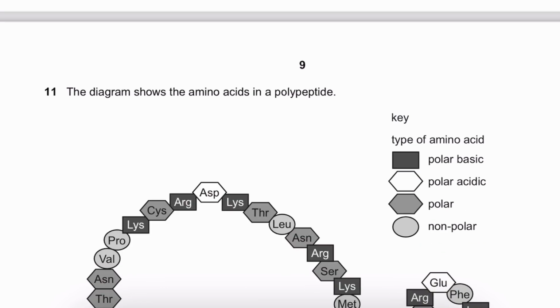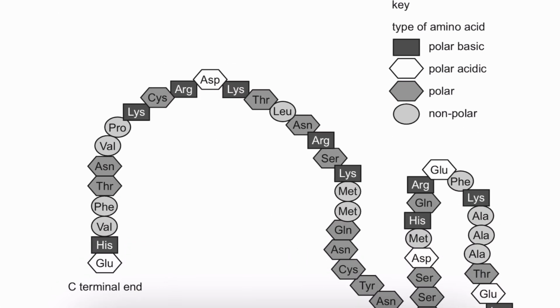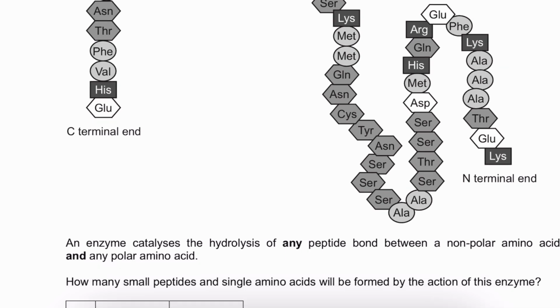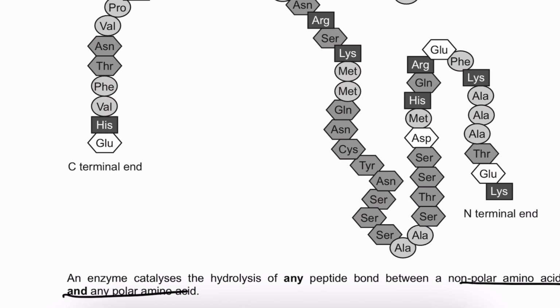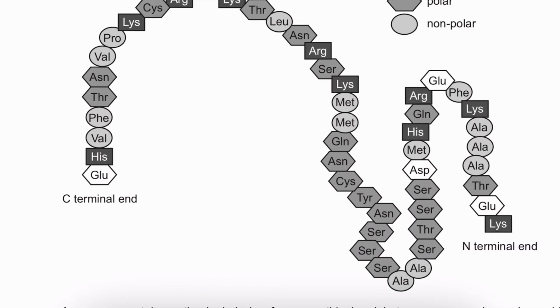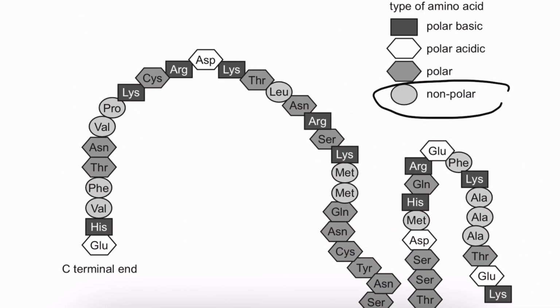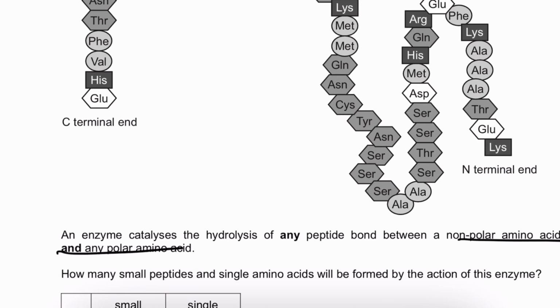Moving on to 11, the diagram shows the amino acids in a polypeptide, with a C-terminal and an N-terminal, and an enzyme catalyzes the hydrolysis of any peptide bond between a non-polar amino acid and a polar amino acid. So a nonpolar, which is basically this one, and any polar, any of these. Any with the circle here is going to be hydrolyzed.